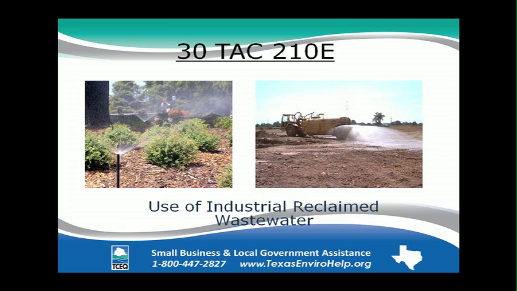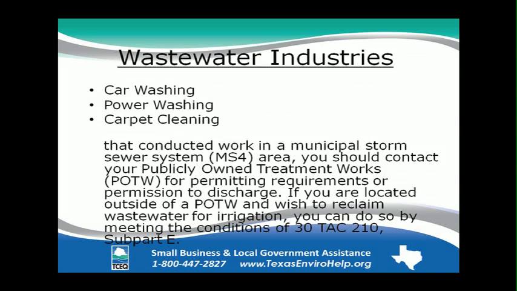So we're going to review some of the requirements of that particular permit. Again, car washes and carpet cleaning: first, I'm going to refer you to your MS4, your publicly owned treatment works, to get registration under them. If you're not in that area or you can't get a permit from them, you can try to see if you can get it under the 210 permit. There are different levels of authorization, what we call level 1 and level 2 authorization. There's ongoing documentation that you have to maintain: ongoing sampling and monitoring requirements, operating requirements, and recordkeeping and reporting.